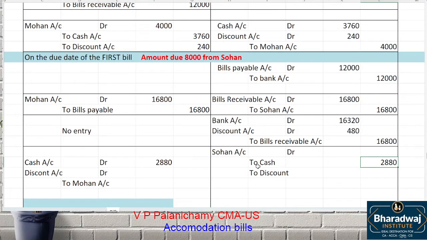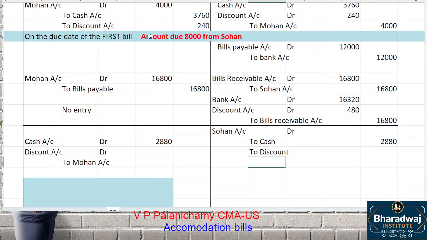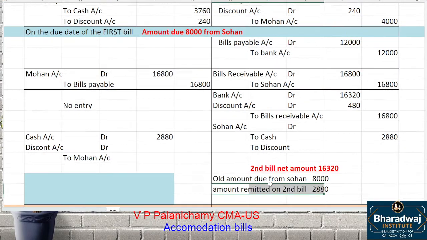We are sending 2,880. What is the discount to be borne is the question. Already there is an 8,000 due. Now we are sending 2,880. If you look at the second bill, you should not see 16,800. We have not got 16,800 from the bank. We got only 16,320. Already there is an 8,000 due from Sohan plus 2,880 sent. So 10,880 out of 16,320.